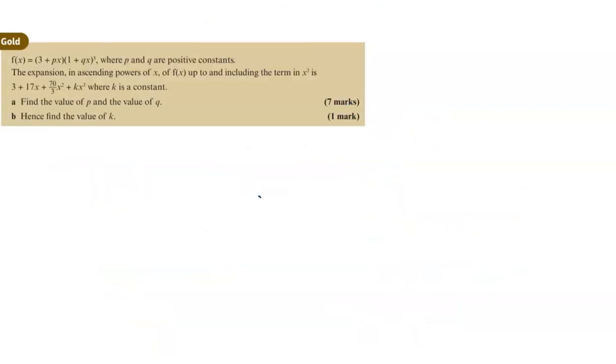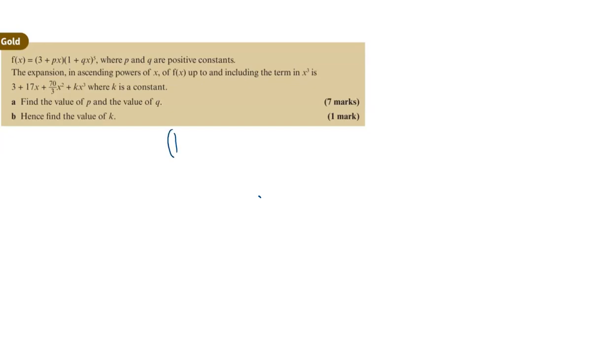And finally, the gold question, we've got the same thing again, something with a binomial, but it's got a q in it, times by a linear with a p in it. We don't know what those are. The expansion is given up to the cubed term, and then again, no scaffolding, find the value of p and q. Well, it's the same method as before. We're going to do the expansions, and we're going to equate the coefficients. So let's start by just expanding the binomial term.